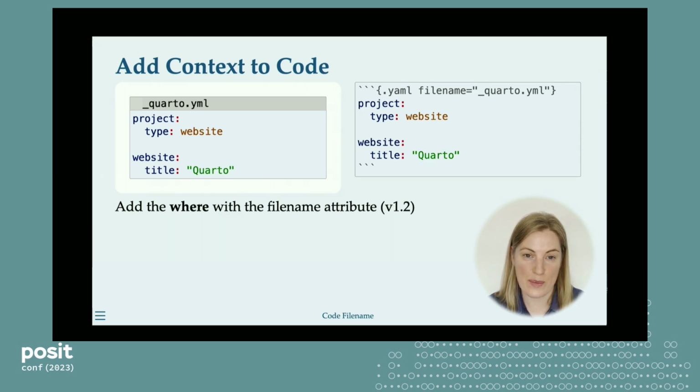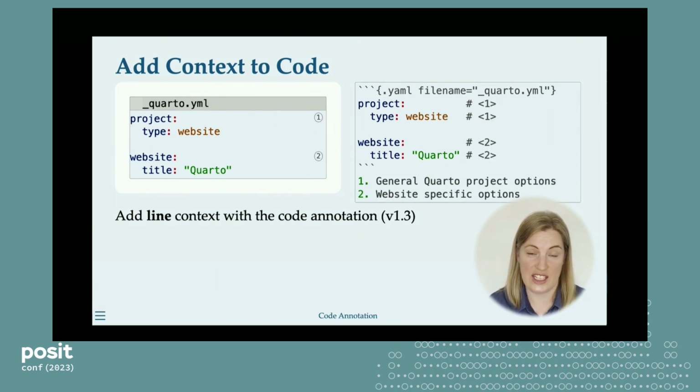You can add that by adding the file name attribute to the code cell, which adds a header to the code cell in the rendered output. Here, the code lives in an actual file, but the file name attribute doesn't have to be a file name. For instance, you might say, this code is written in the terminal, or this code is written on the R console.